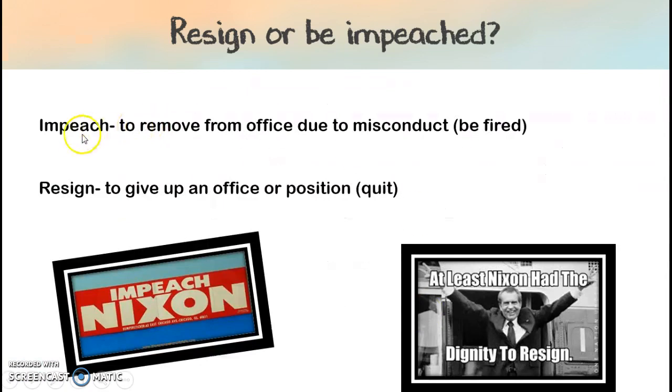Okay, so what's the difference between impeachment and resignation? So to impeach means you are being removed from office due to misconduct, something that you did wrong. In a sense, you are being fired. If you resign, that means you give up your office or your position. That means you are quitting your job. So there's a difference between these two words. That's important to remember.